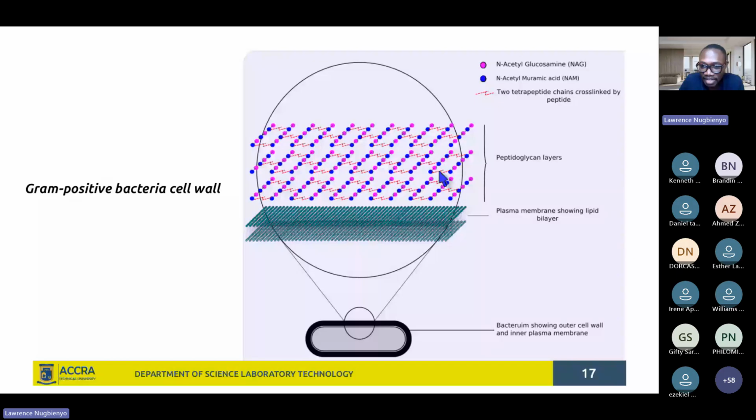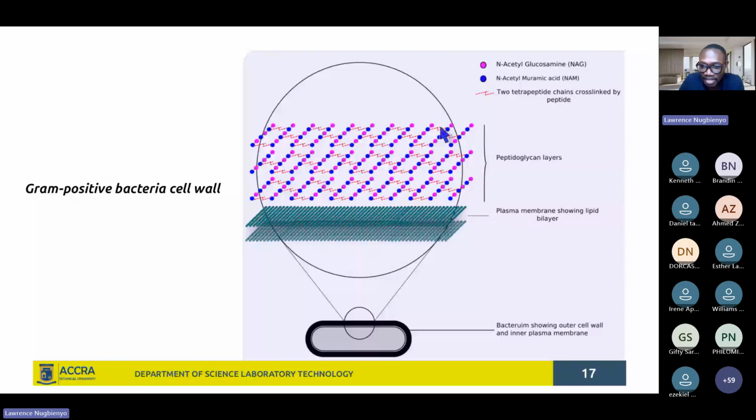So if you look below here, if this is the bacteria and you zoom in on the outer membrane, you have the double layer phospholipid, which is the plasma membrane, and then above it, the thick black line, is what is being zoomed in to show as the peptidoglycan layers, or the peptidoglycan cell wall, which is a protective coating for the bacteria. So you remember that.